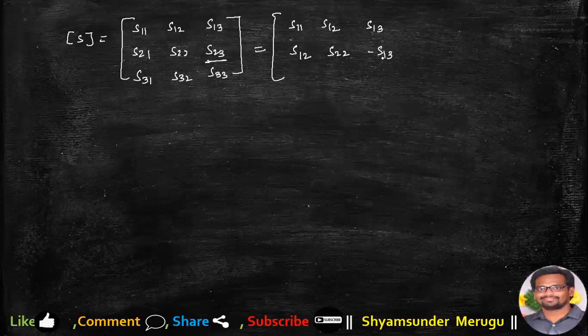So S23 can be written as minus of S13, and here S31 can be written as S13 due to the symmetry property, and here S32, again due to the symmetry, can be written as S23, where this S23 again will be equal to minus of S13. So we will be writing this as minus of S13, and S33 will be 0. So this is the modified S matrix.